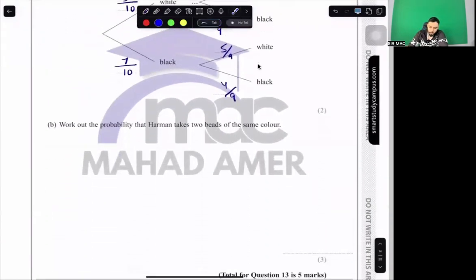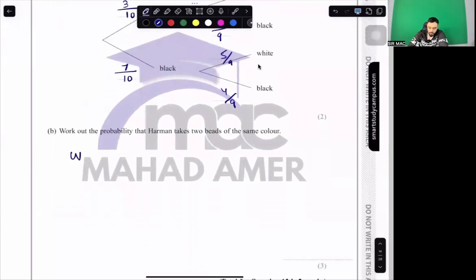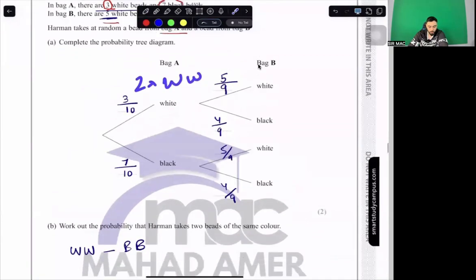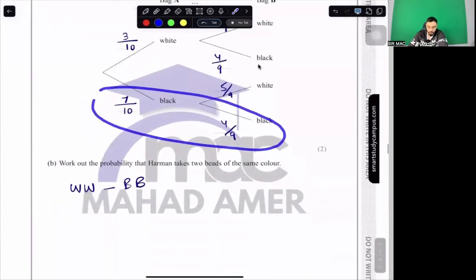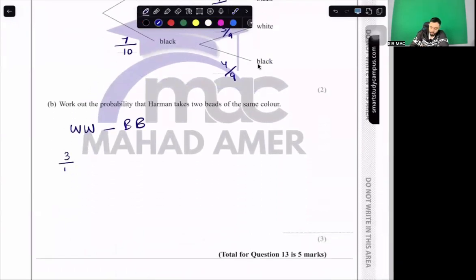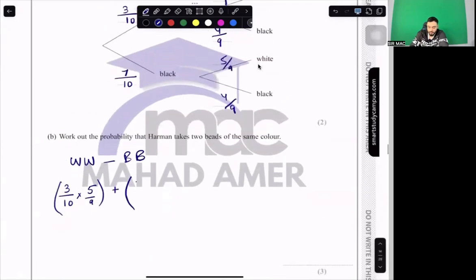Work out the probability that Herman takes two beads of the same color. So same color is going to be white, white, or black, black. Now there comes one limitation over here. What you usually do, I've checked your probability worksheet, is take white, white and times it by 2. You can't do that over here because there are two different bags, so I would recommend never doing that. So it's going to be 3 over 10 for the first one, times 5 over 9, and then add them up with black: 7 over 10 times 4 over 9.